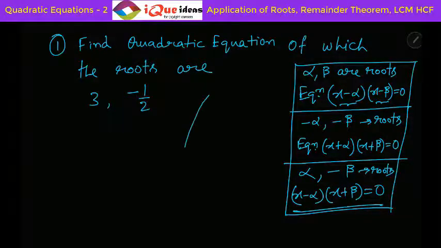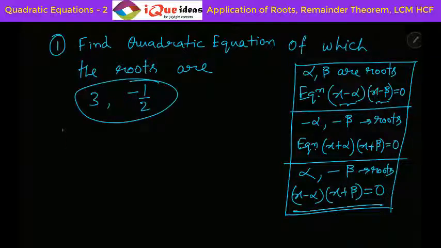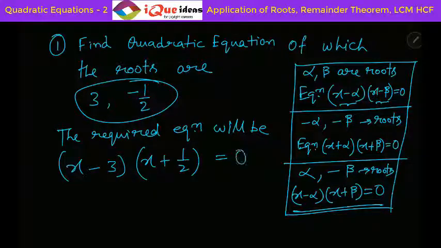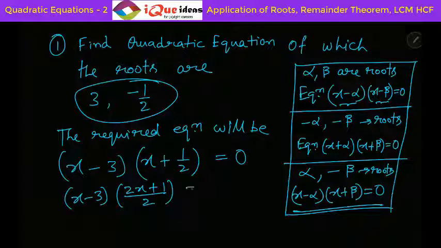So if I use the first method, the required equation for this question will be given as, straight away, x minus 3, because the root is plus 3, and the other root is minus 1 by 2, so we'll take x plus 1 by 2, that is equal to 0, right? And then you simplify it. So the first part is x minus 3, the second part will become (2x plus 1) whole divided by 2 by taking LCM, right? So 2 goes to the other side and becomes 0. This side we will have (x minus 3) into (2x plus 1) equal to 0.